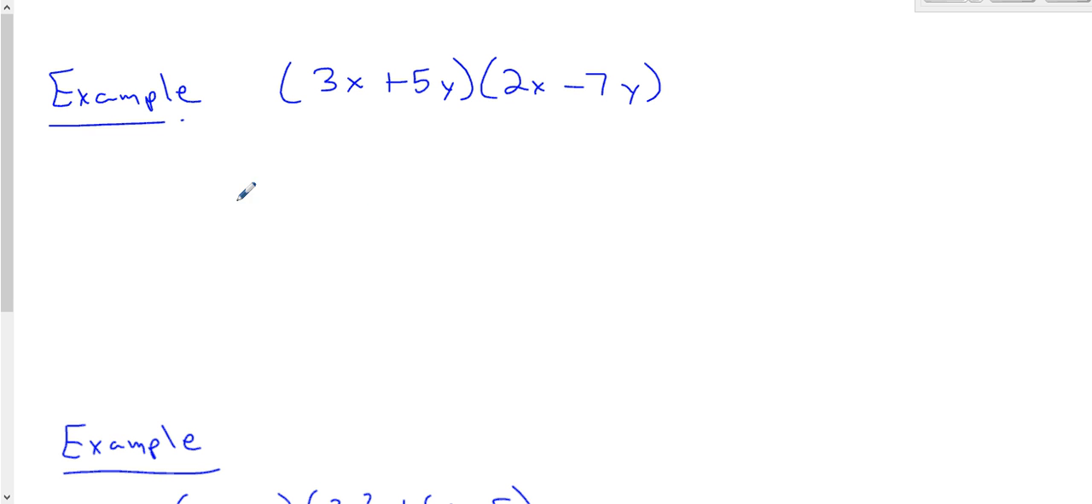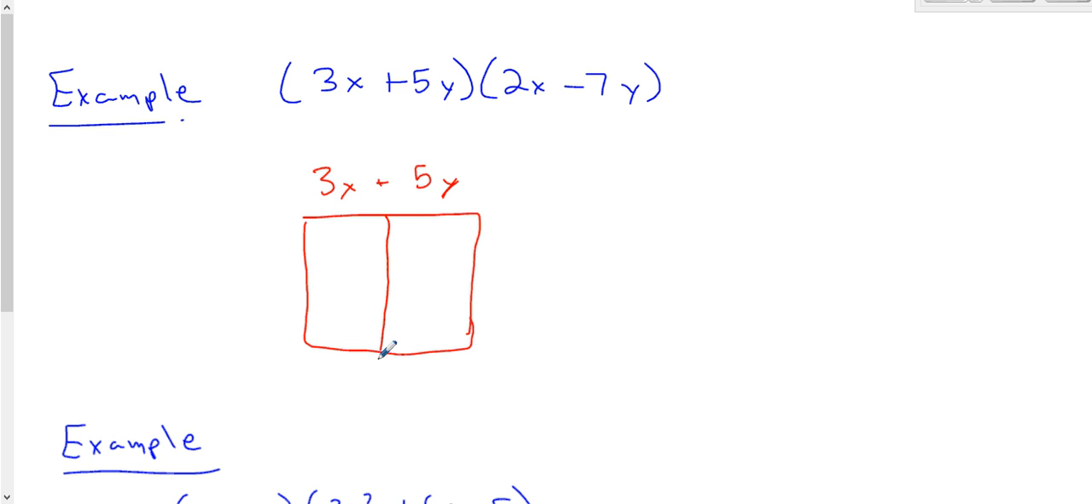Now the box method is taking your first polynomial and writing it. You could write it on the top, and then your second one, you're going to create a box based on the number of terms that you have. I've got two terms there, so I'm going to divide and make that two columns. And then I write 2x minus 7y. I've got two terms there, so I'm going to split down the middle. I create four little cells inside this box.